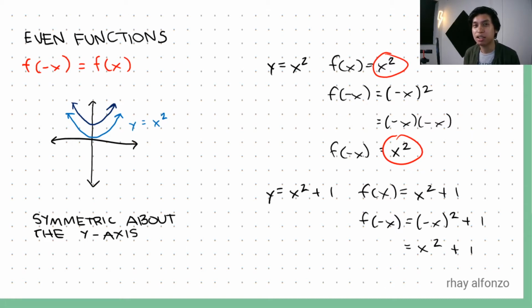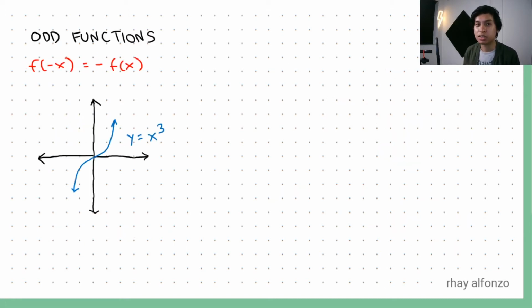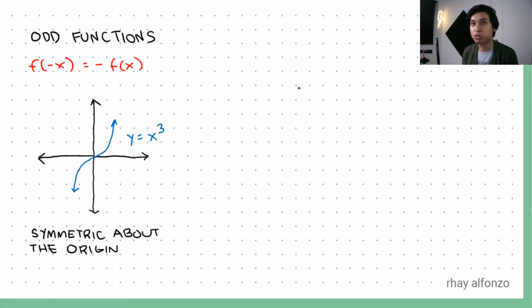Sir, what about odd functions? So don't be confused kasi baka iniisip nyo na if even, symmetric with respect to y, kapag odd, symmetric with respect to x. No. So odd functions are symmetric about the origin. And algebraically, to say that a function is odd, f of negative x must be equal to negative f of x. So here, we're doing another step, which is getting negative f of x.